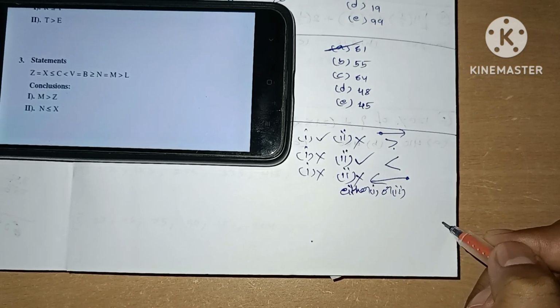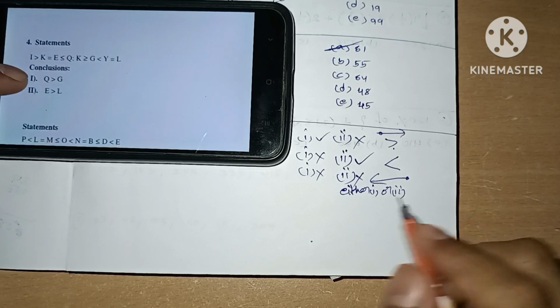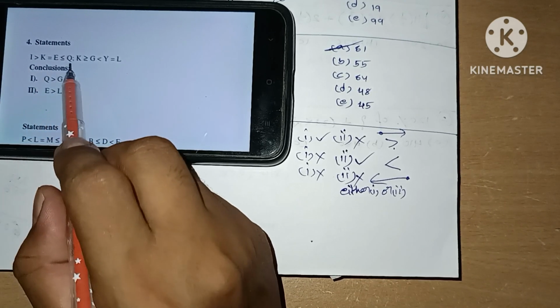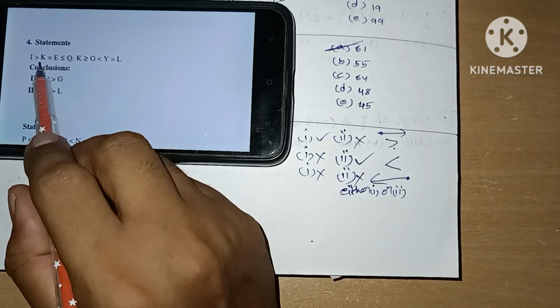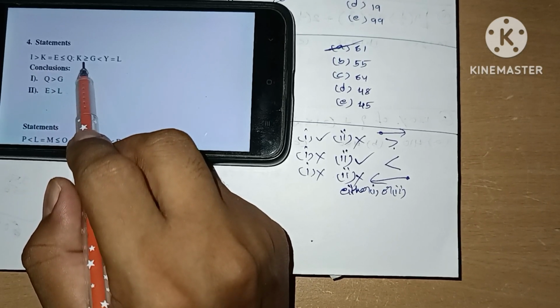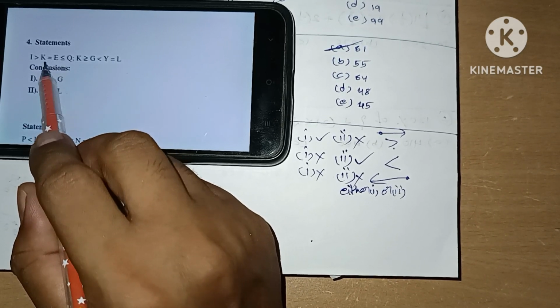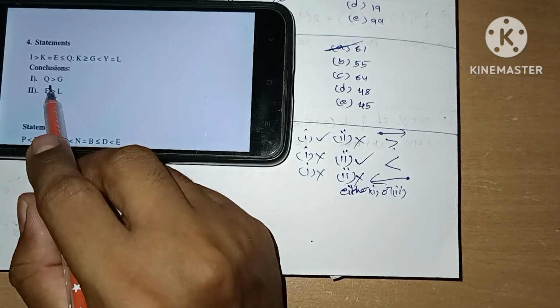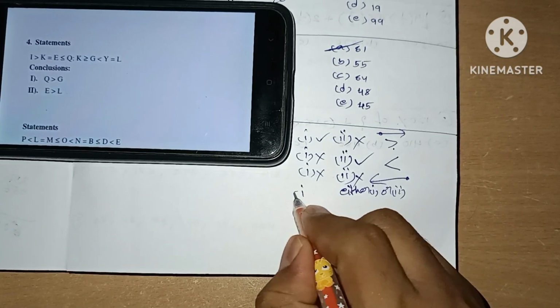Next, we are going to see question number 4. The flow from Q to G. From Q we can reach E and K. From K we can reach G. But here we see equal to also. Here is also equal to. Here is also equal to. But there is no equality in our conclusion. So first conclusion will be false.